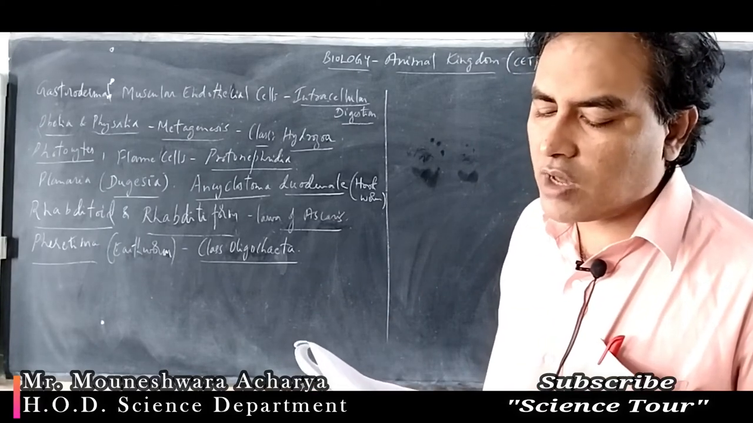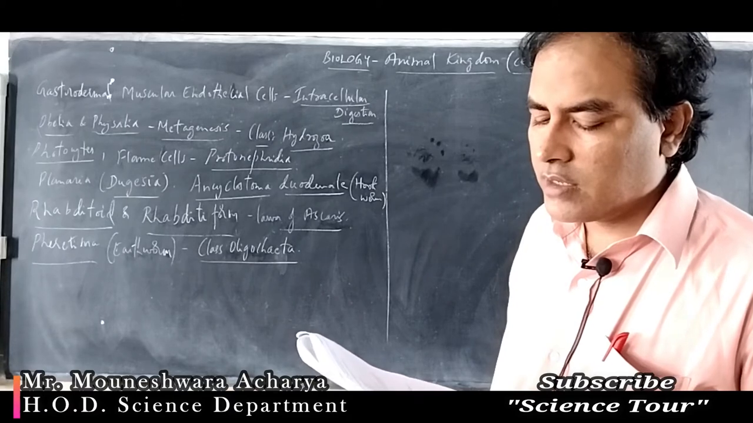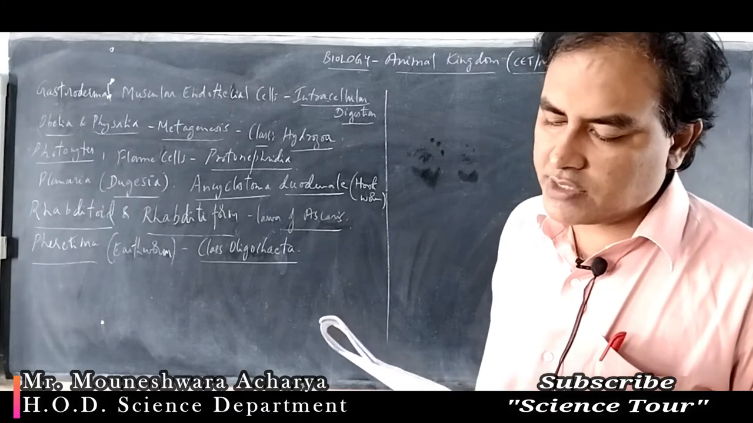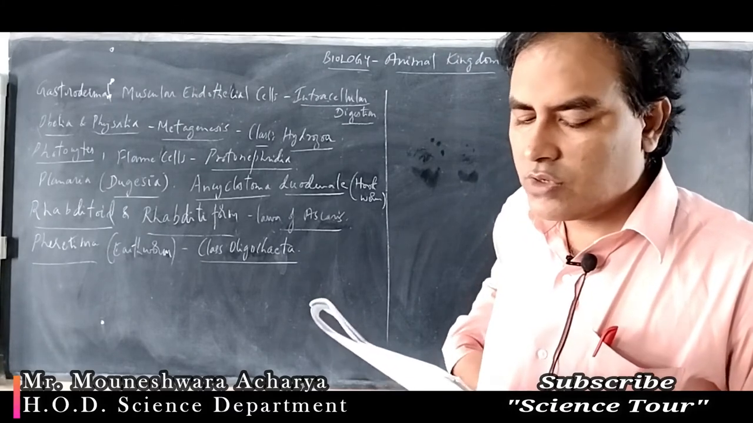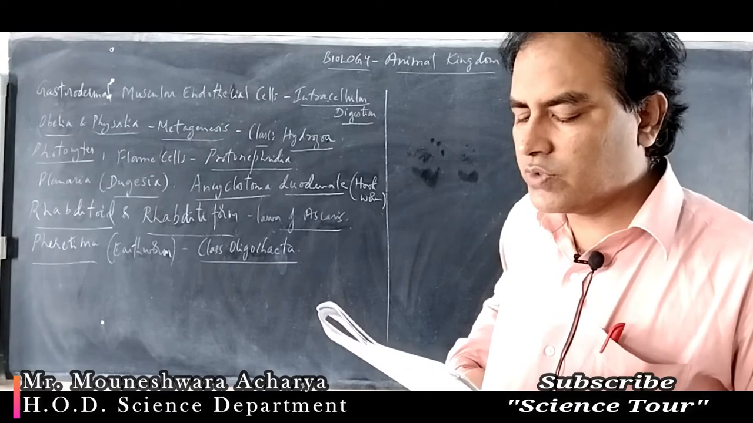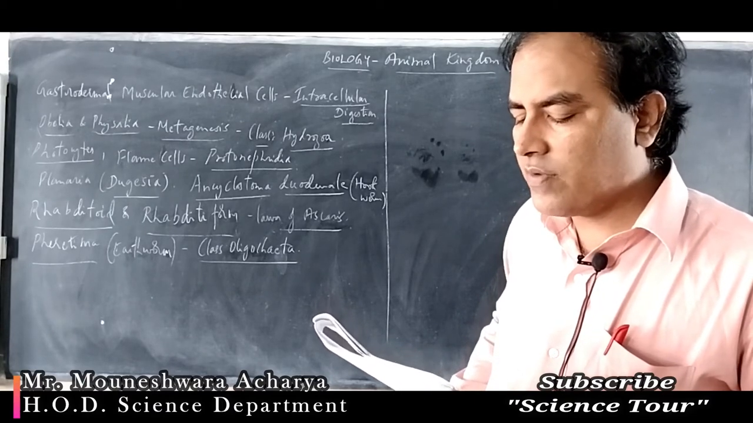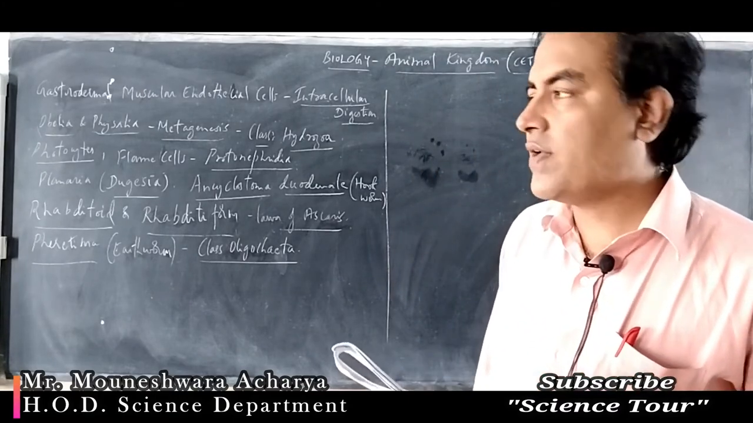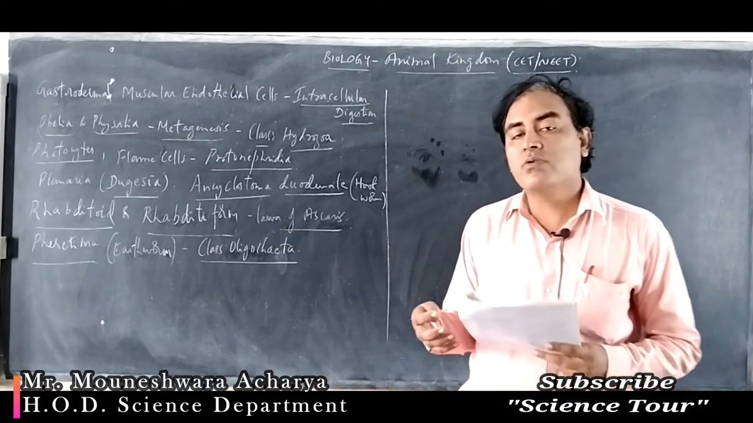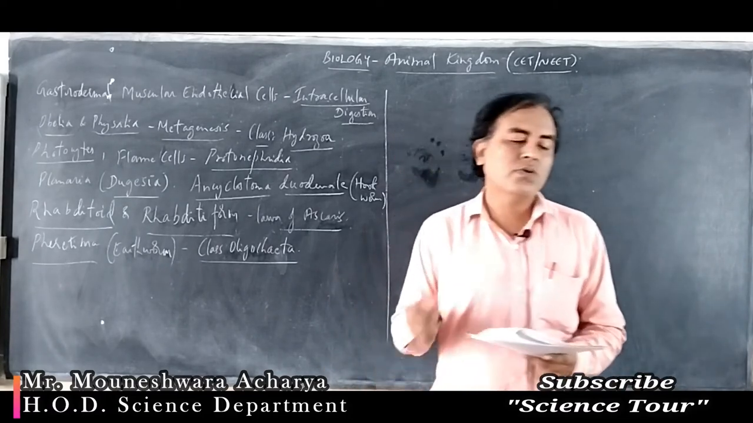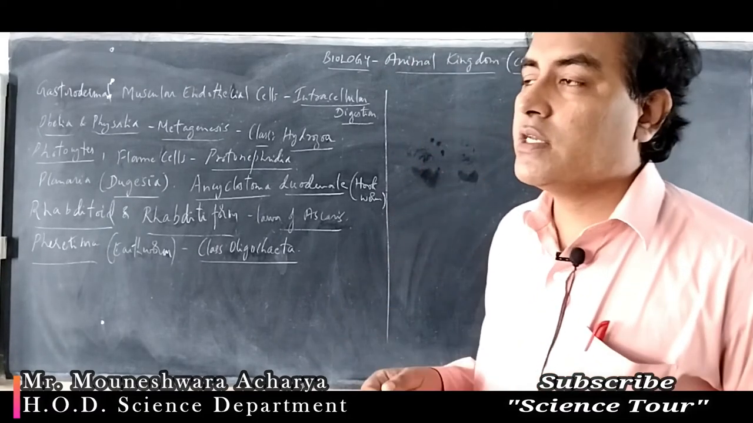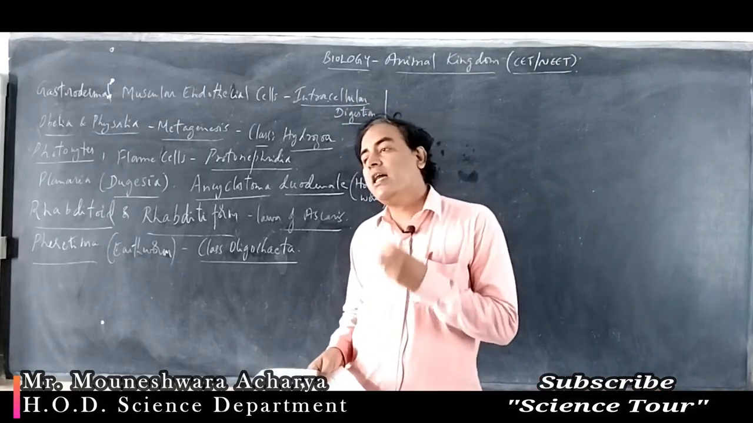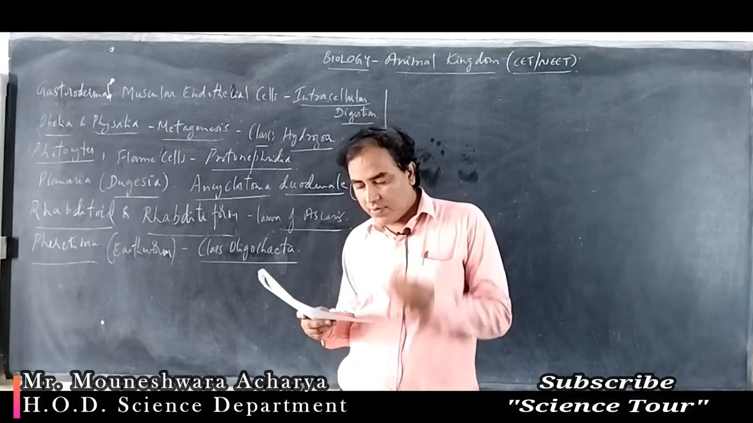Question number 39, match the column 1 with the column 2. In column 1, they have vector of disease. Which is the vector of disease? Compare with column 2. Culex mosquito, right? Here the vector of the filarial worm which causes filariasis. So the filarial worm is carried by Culex, a female mosquito. So Culex is the female mosquito which acts like a vector and which carries the filarial worm.